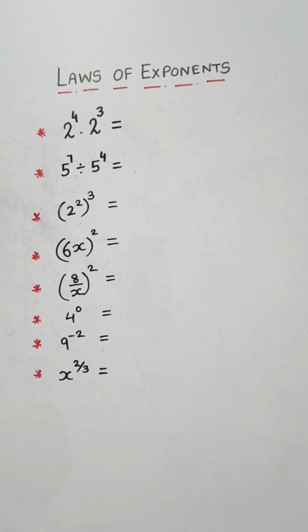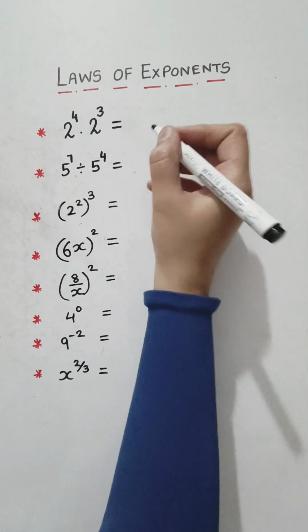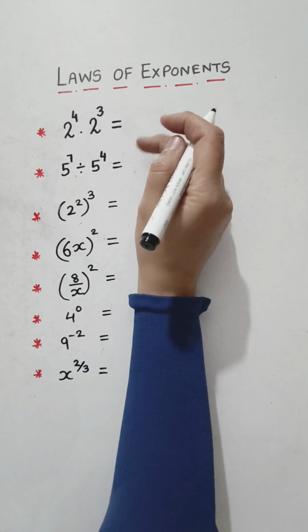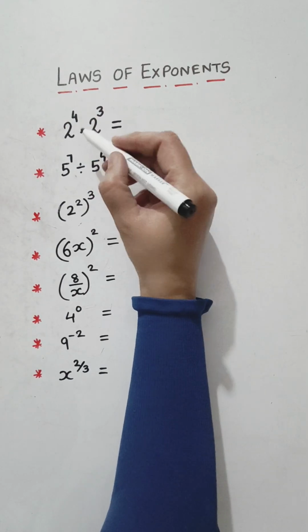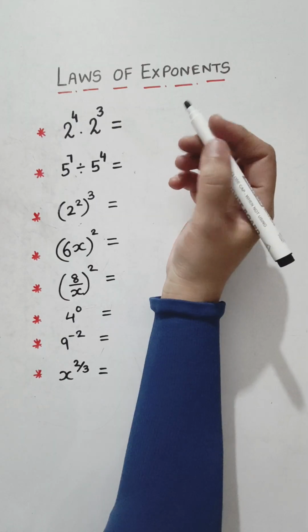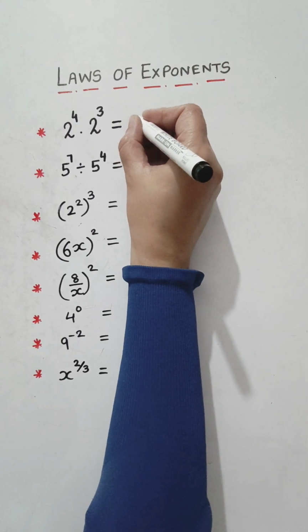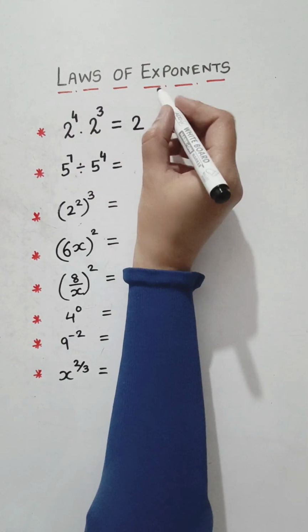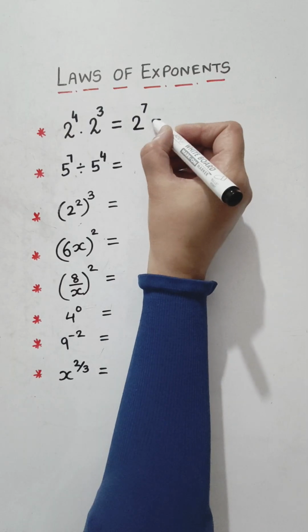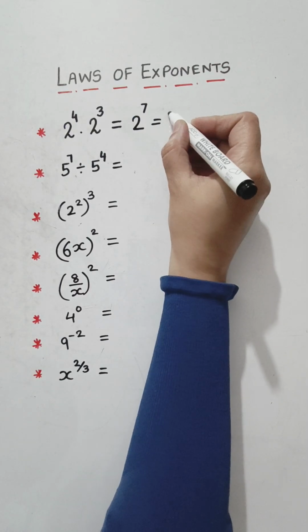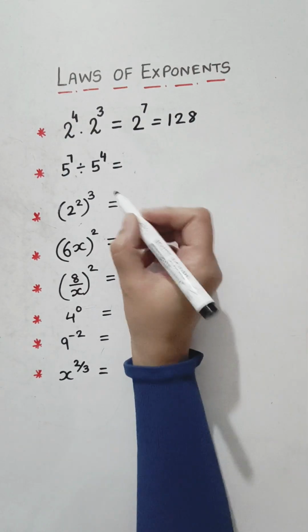Let us recall how many. You can just remember which rule is to be applied. 2 raised to power 4 into 2 raised to power 3. Product rule, and bases are same, powers will be added. 4 plus 3 gives you 7. So this is how you get the answer 128.